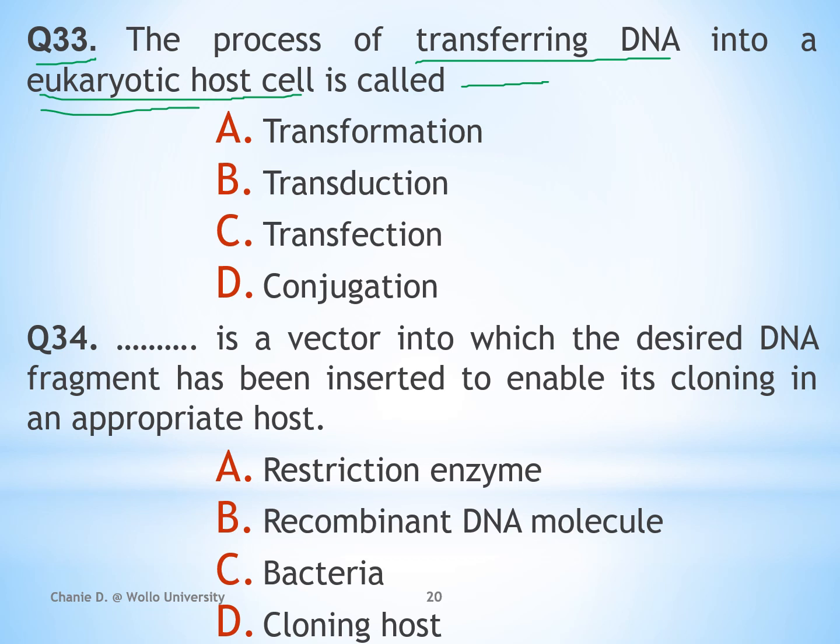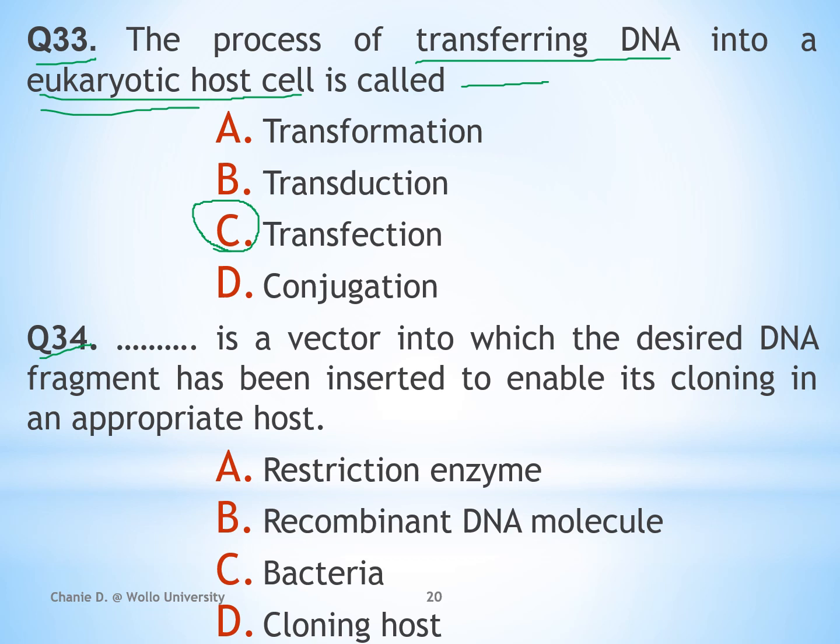So from those given alternatives, the gene transferring process in eukaryotic host cell is transfection. Without transfection, there is no infection. Without that infection, there is no opening. Without opening, the DNA has no chance to fuse into the recipient genome. So infection takes place. So C is the correct answer for question number 33.